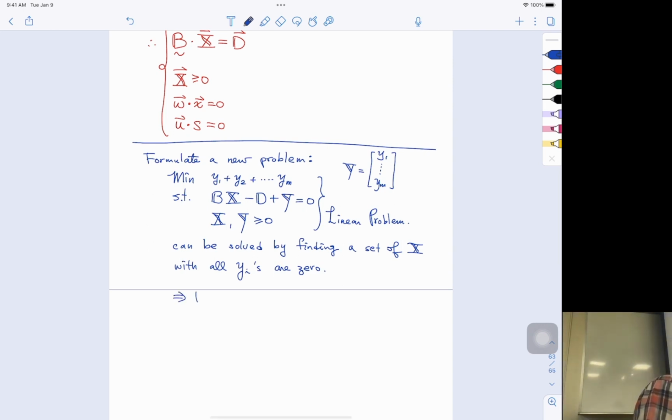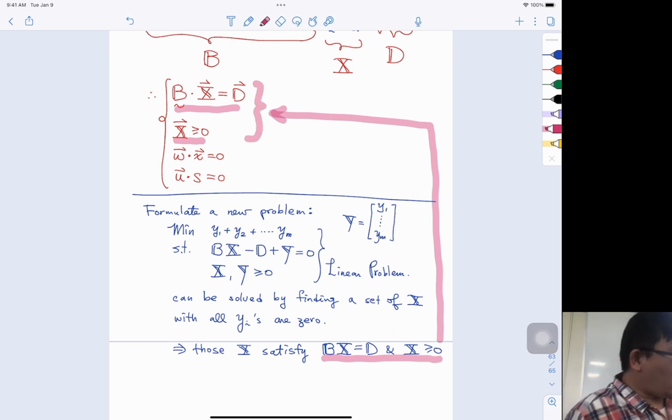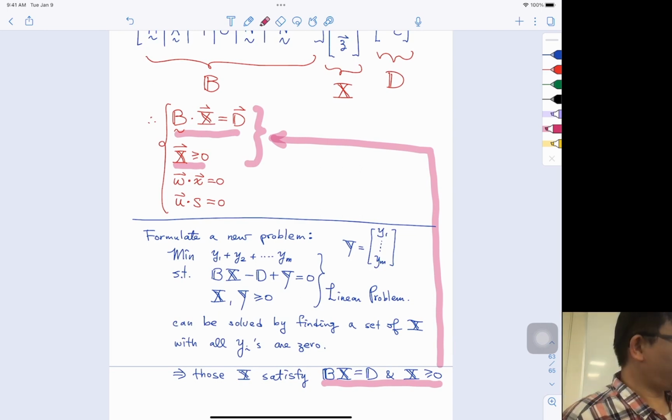However, those x satisfy this equation, Bx equals d, and all the x are positive, right? So if that's the case, I will satisfy those two. It's one way to find possible vectors of x that satisfy those two. Okay? But it doesn't guarantee it's optimal. It's just a way to find a set of x that guarantees those two expressions. So all you need to do next is to check whether the other two equations are right or not.